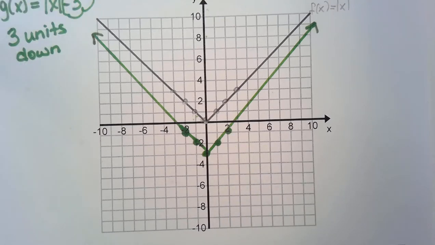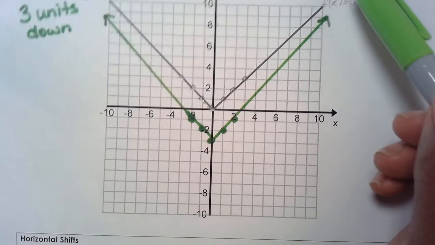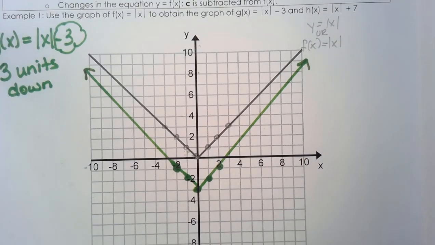So let's do the next one. We have h of x. This is a given function. It is equal to the absolute value of x plus 7.